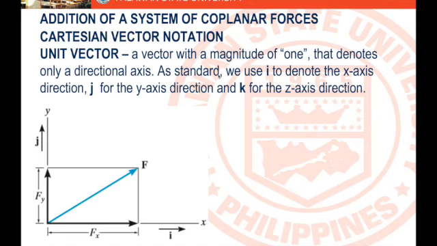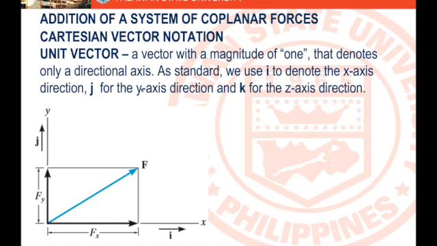So for now, as a standard, we use i, j, and k. Okay, so i, j, and k unit vectors. So i is for the x-axis. So if we will be writing the Cartesian vector form of a vector, the direction of unit vector i would be for the x-axis. Okay, so please keep that in mind.